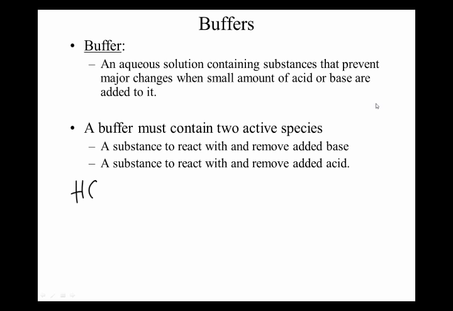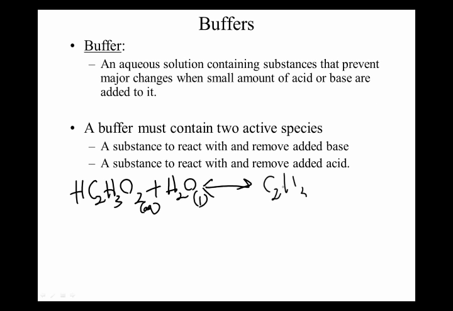What if I have acetic acid? What happens when acetic acid reacts? It makes two things. It makes acetate and hydronium. What I really care about here is the fact that, remember, this system is at equilibrium. So if it's at equilibrium, that means I have this and this.